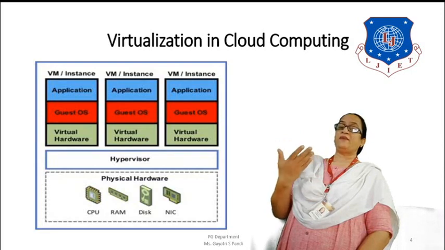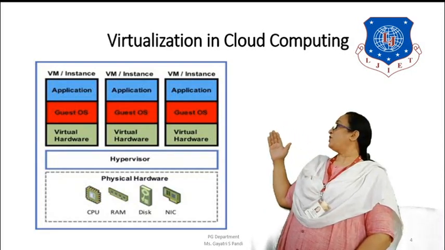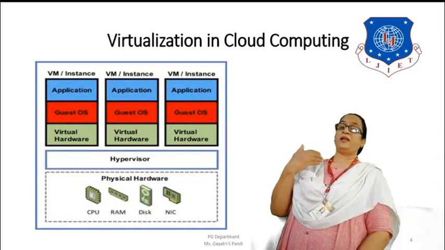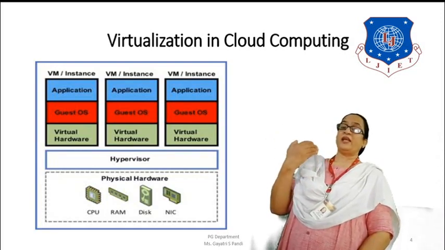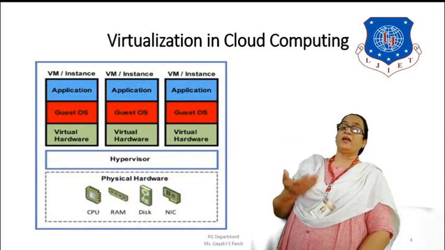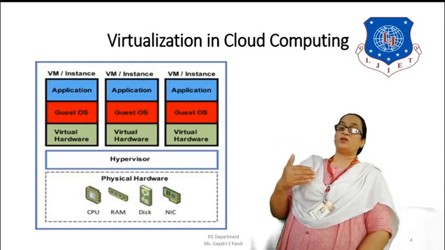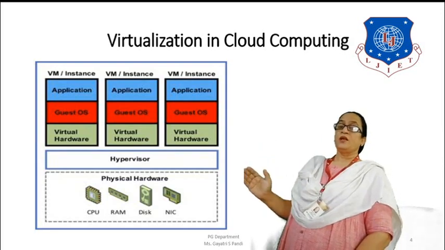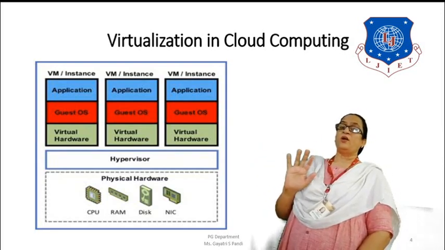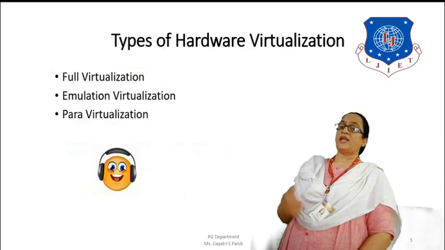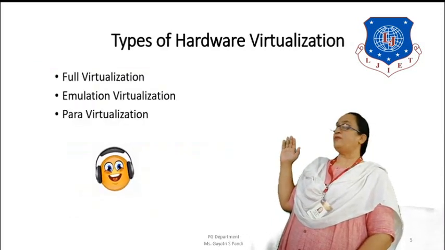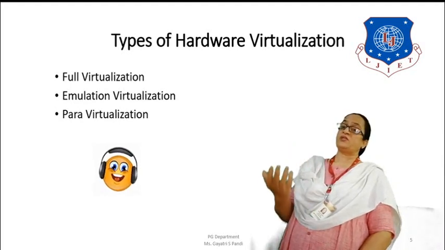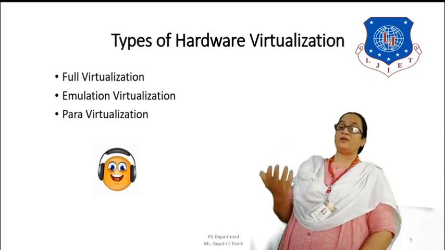In the diagram we are seeing three virtual machines with their independent guest OSs and independent applications, which are running with virtual hardware based on the host machine's physical hardware on the lower side. So this is a brief idea about virtualization. Now let us see the types of virtualization, that is, hardware virtualization. You have full virtualization, you have emulation virtualization, and you have para virtualization.